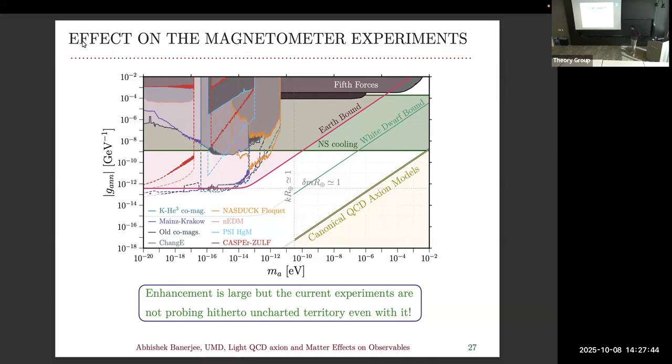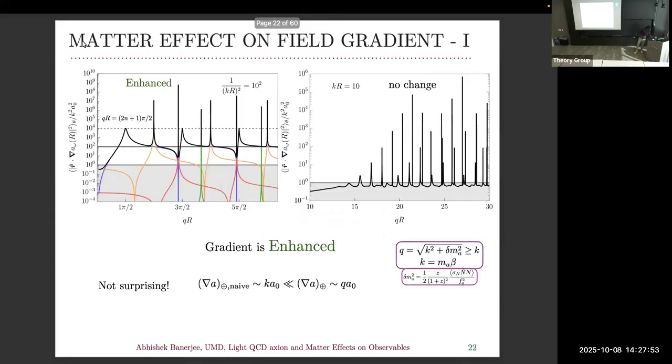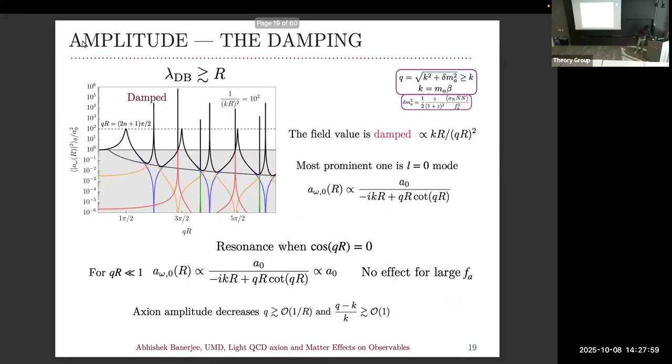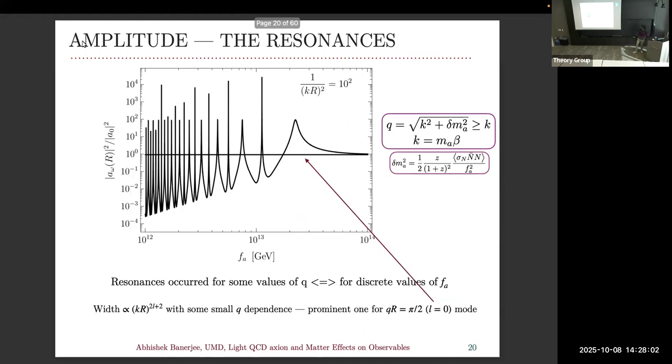There was a plot where you were showing some enhancement of the axion amplitude as a function of f. But you were saying you were averaging over theta and phi. Yeah, this one. Okay. Yes, I am averaging over theta and phi.